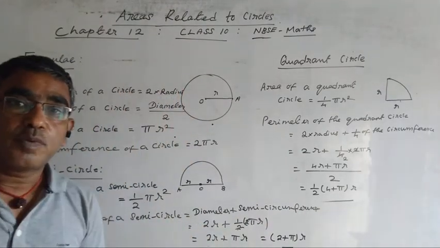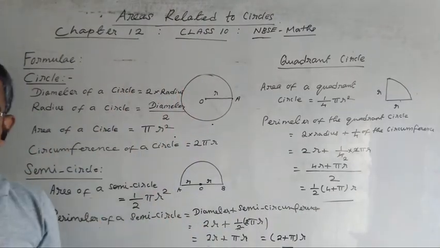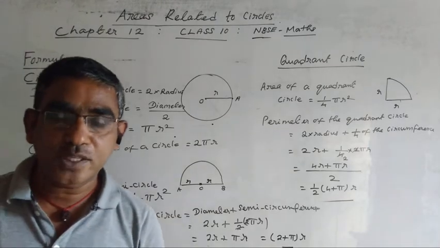For the first part, we understood circle, semicircle and quadrant circle. Let's go for the second part.